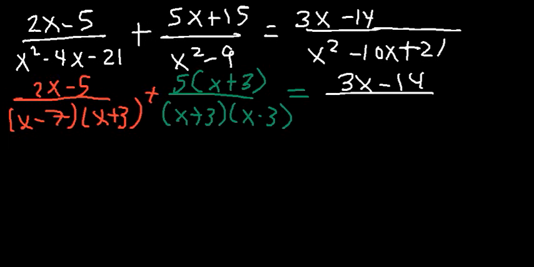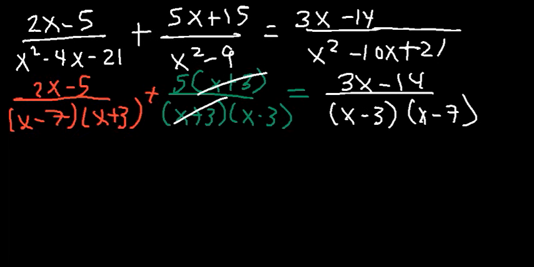Now for x squared minus 10x plus 21, it's going to be negative 3 and negative 7. Negative 3 plus negative 7 is negative 10, and negative 3 times negative 7 is positive 21. So these two terms cancel, but we're going to multiply everything by the common denominator. We need an x minus 7, and we need an x minus 3, and we need an x plus 3.